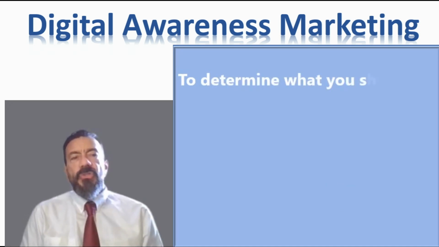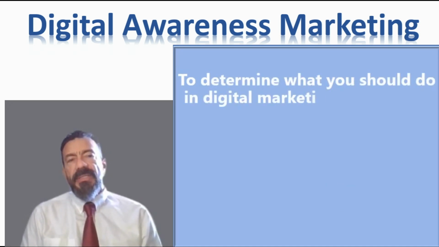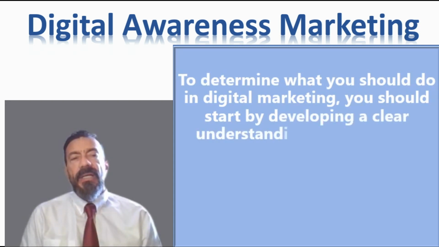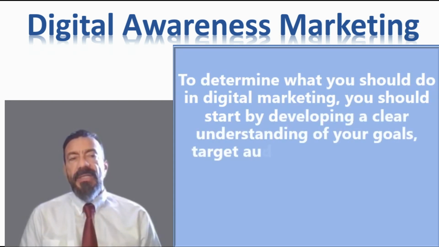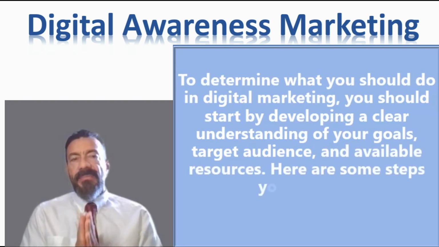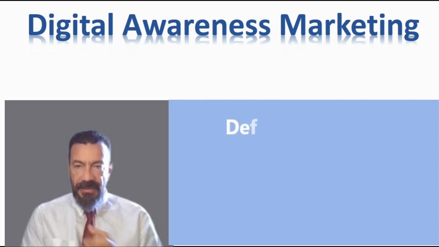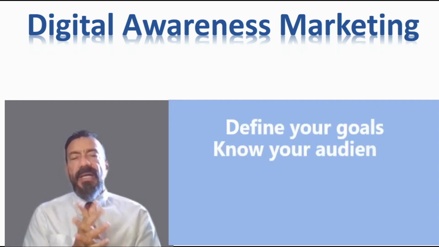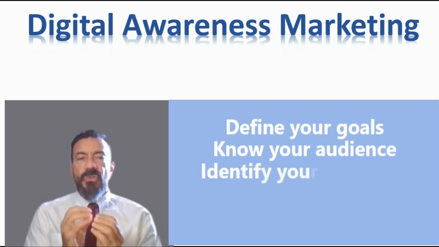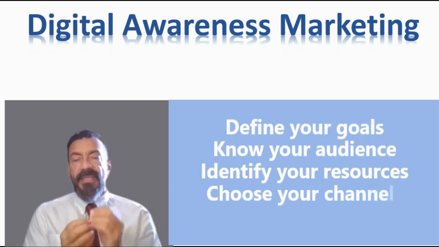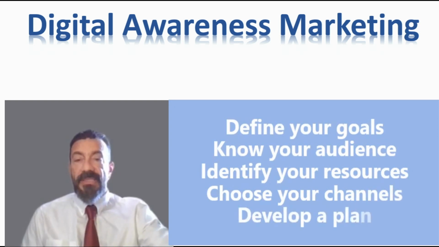To determine what you should do in digital marketing, you should start by developing a clear understanding of your goals, target audience, and available resources. Here are some steps you can take. So define your goals, know your audience, identify your resources, and choose your channels, and develop a plan that actually works for these goals. It's very important.